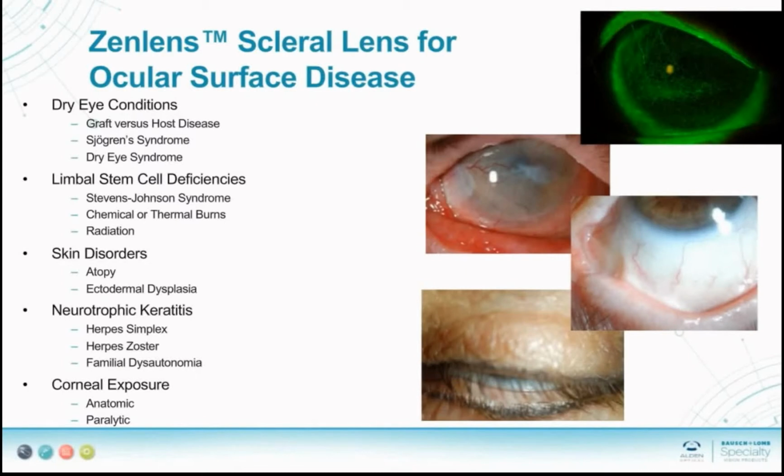In addition to the irregular cornea, patients with ocular surface disease can benefit from scleral lenses. The cornea is submerged in saline during scleral lens wear, and this can help patients' symptoms with severe dry eye syndrome, including keratoconjunctivitis sicca, graft versus host disease, and Sjogren's disease. Scleral lenses have been used for patients with limbal stem cell deficiencies, neurotrophic disorders, and cases of exposure keratitis.